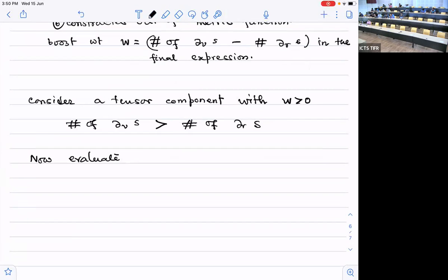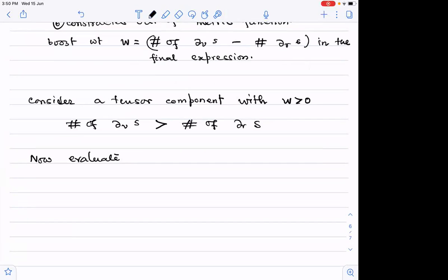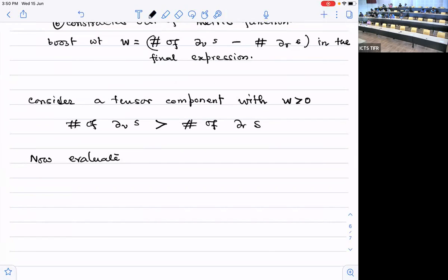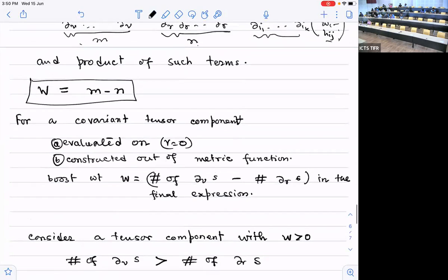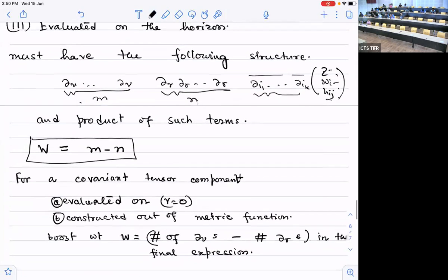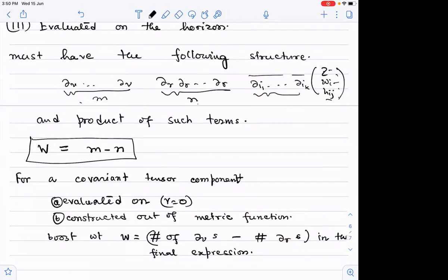I have a question about the definition of boost weight. If you take a linear combination of two tensor components which have different boost weights, can we define the boost weight of the combined object? It can easily be possible that we take a linear combination of two objects which have different weights. Then you cannot define a boost weight for that object.